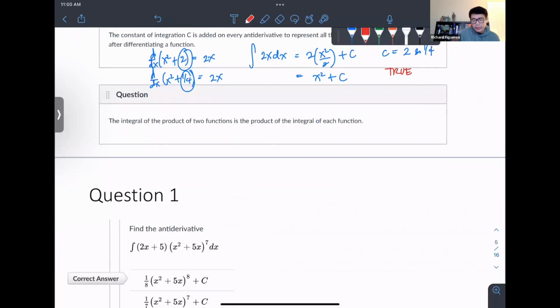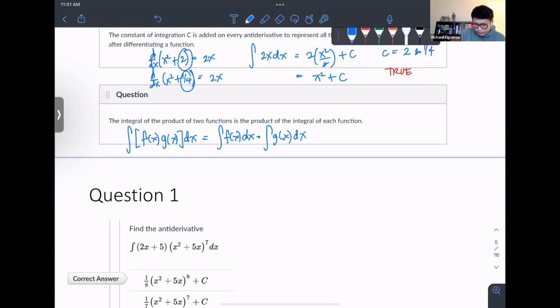The next one: the integral of the product of two functions is the product of the integral of each function. Let's say the integral of f of x multiplied with g of x dx, will it still be the product of the integral of f of x multiplied with the integral of g of x dx? Again, there's no rule for quotient and product. Therefore, this makes the statement false. It's because there's no such rule. For the product and the quotient, it's only the sum and difference rule in integration.